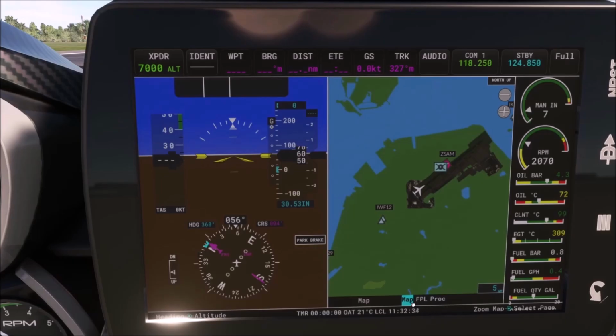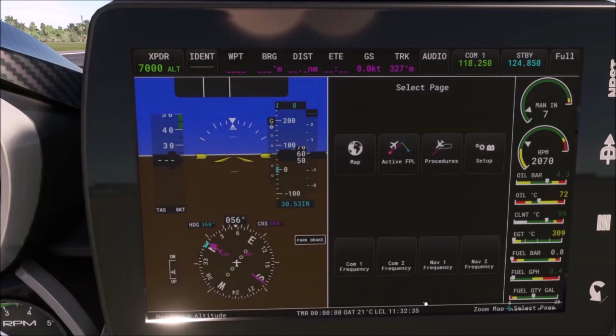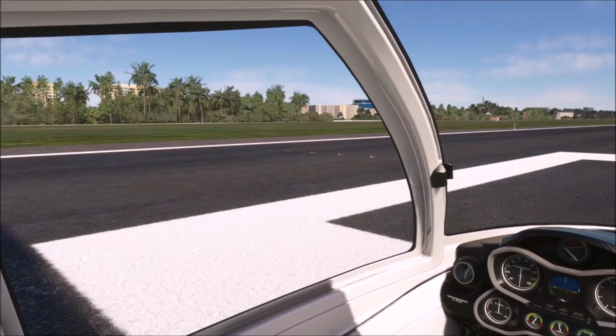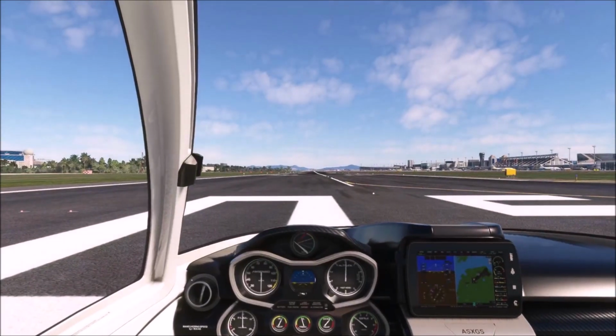Let us go once again to flight plan, navigation 1. This is exactly what we will use. And since we will land on runway 23, we set as our ILS frequency 109.70. Don't forget that we depart from runway 05 and we will have a 180 degrees turn. Okay, so far so good. So now we must proceed to the autopilot setup.